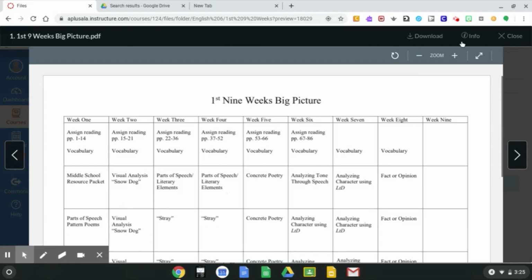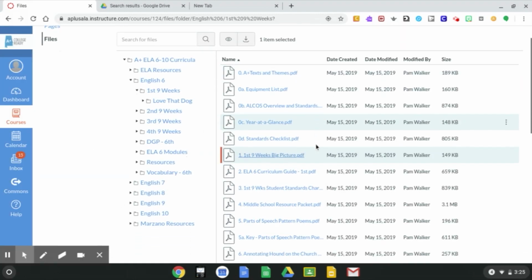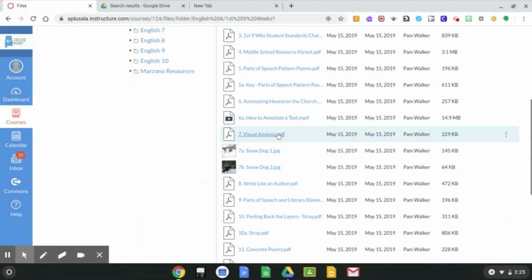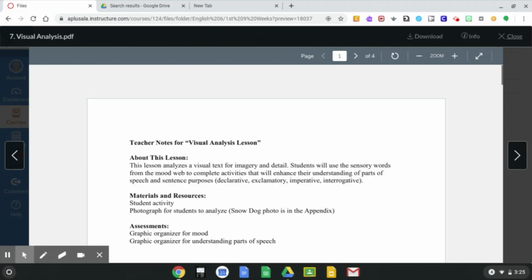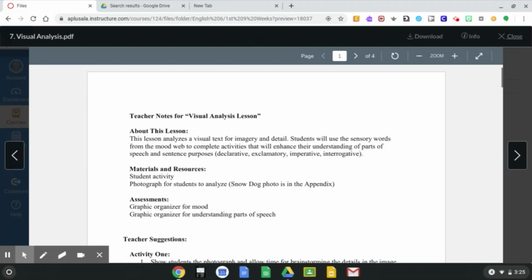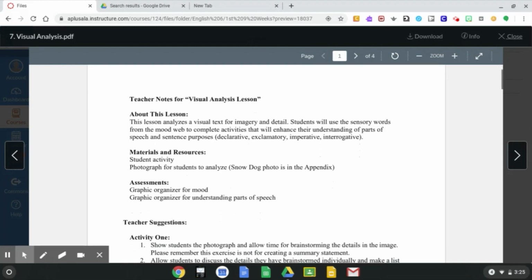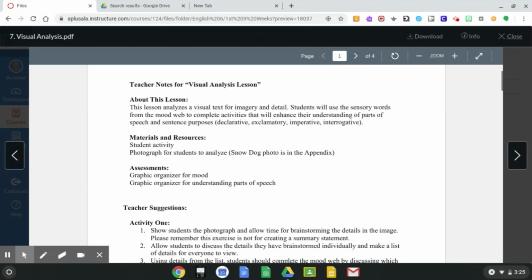All right, so we're going to close out of that and go down to the lesson itself and look at the teacher notes. So the teacher notes are really important to look at before you teach the lesson. Sometimes there may be things that you need to make or prepare before starting the lesson, so it's really important that you look over those and read those really carefully. Let's look at the about the lesson.